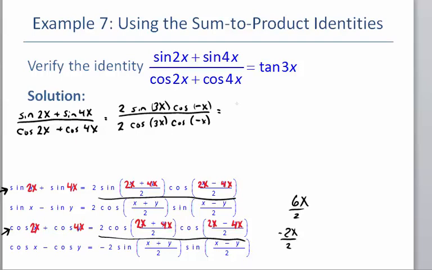Okay, so as we're looking at this, we now see that we have a term that's going to cancel because we have the same term in the top and the bottom. We also can cancel our 2's. And so we're really just left with a sine 3x over a cosine 3x. And we know that sine over cosine is equal to tangent. And so that completes that second example with that identity.